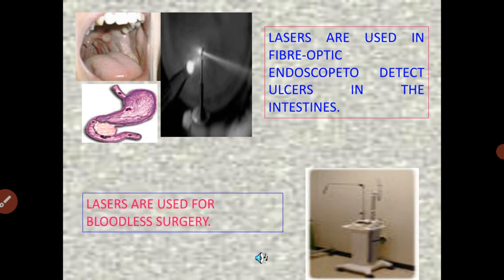Lasers are also used for bloodless surgery, because the laser produces an intense beam of pure monochromatic light. The wavelength of light determines its effect on body tissues, and this defines the clinical role of each laser.